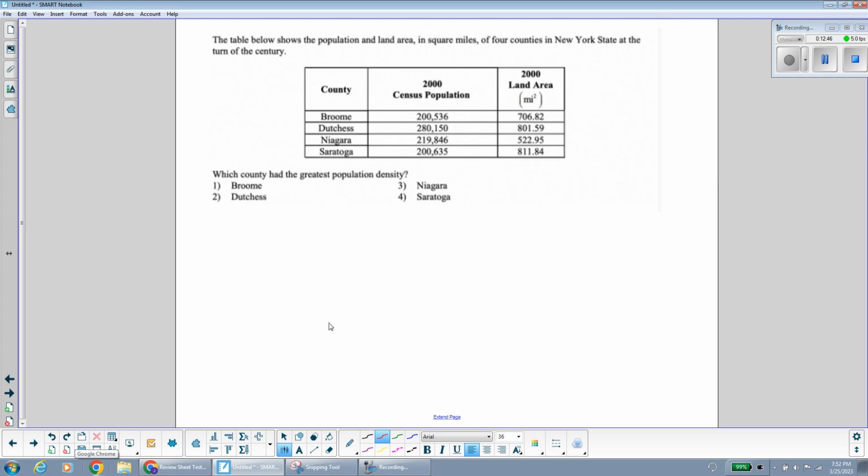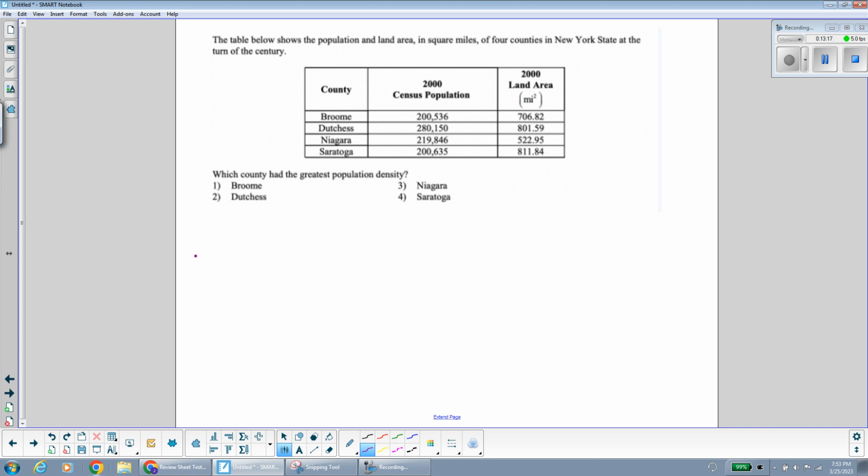Here we have a chart, and this chart is for 4 counties in New York State, and it is asking which county had the greatest population density. Population density is the same thing as regular density, except instead of talking about how much of an object is in a certain amount of space, it's talking about how many living things are in a certain amount of space. So how many people, plants, or animals in a certain amount of area.